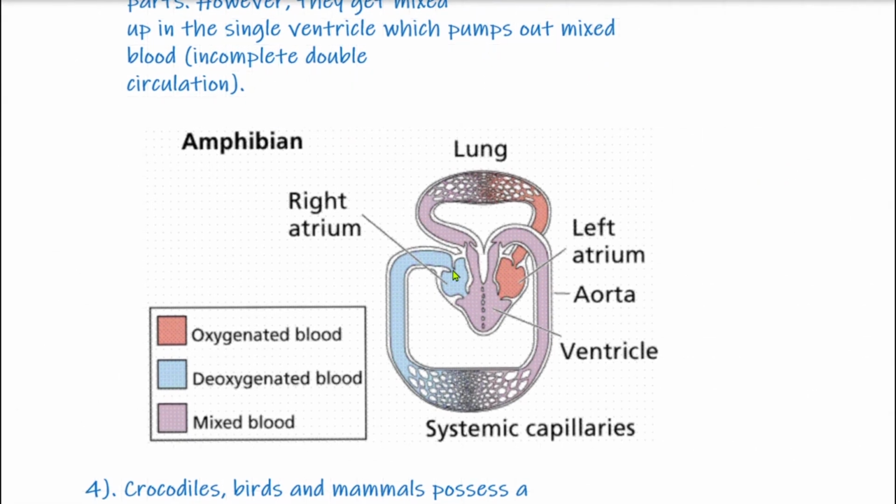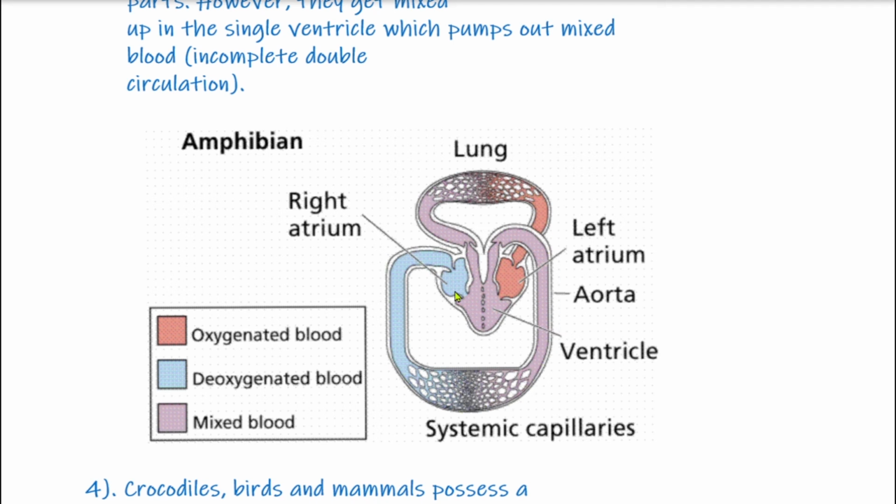Once these two bloods are in the ventricle, they get mixed up. There is no separation between the two bloods. So oxygenated as well as deoxygenated blood both get mixed here in the ventricle. Now this ventricle will pump this mixed blood to the lungs as well as to the whole body. So here we see that blood passes two times through the heart. Once it goes to the lungs, it returns to the heart. Once it goes to the rest of the body, it again returns to the heart.